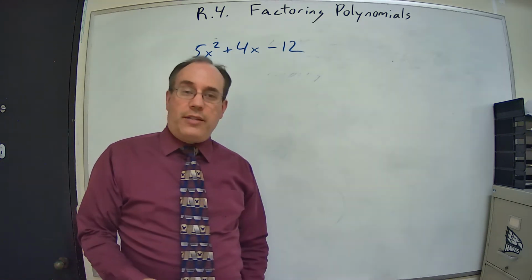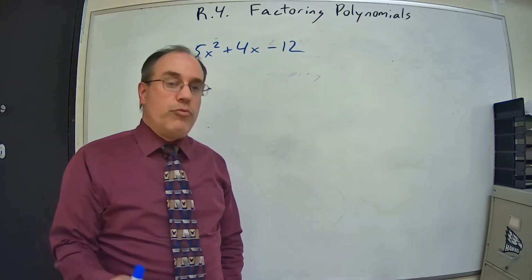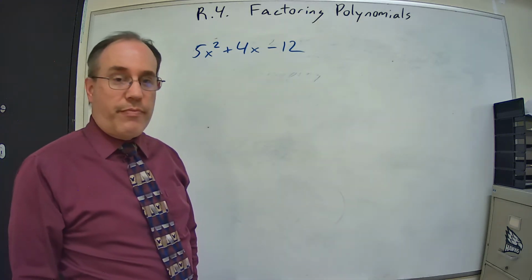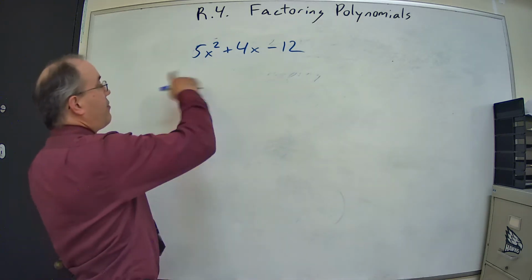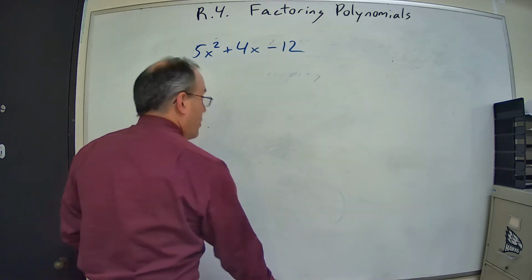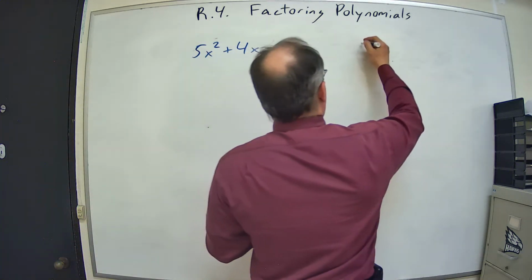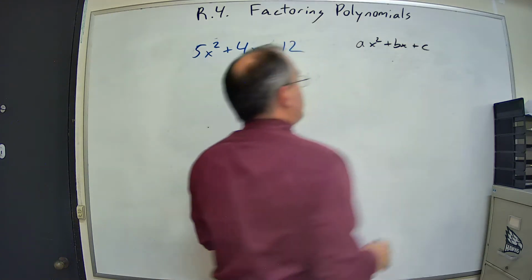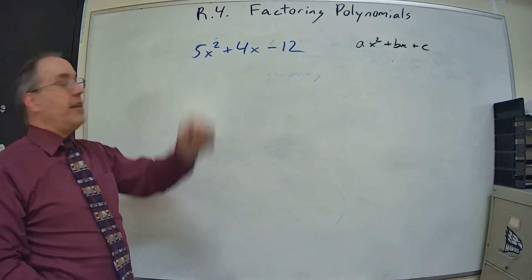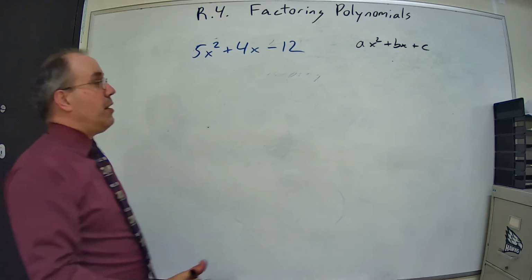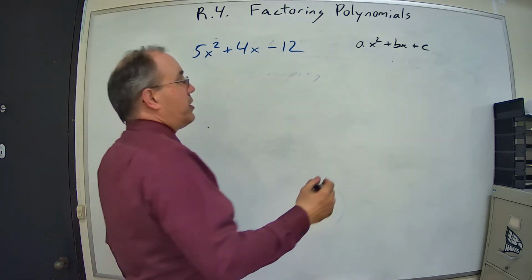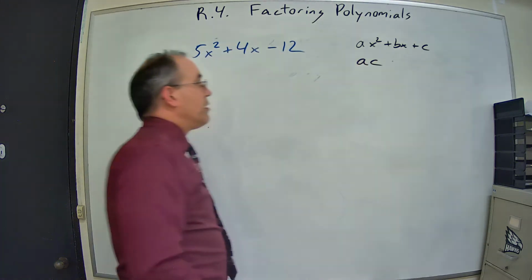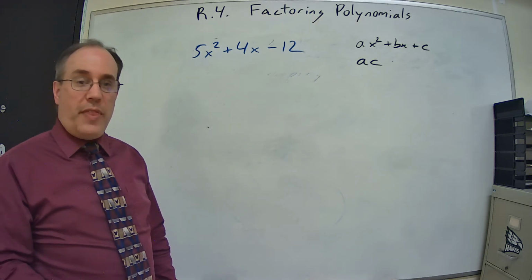So here's the process to use factoring by grouping to factor this. What we're going to do is think of this as being in the form ax squared plus bx plus c. If I think of it in that form, we're going to take a times c and find out what that is.